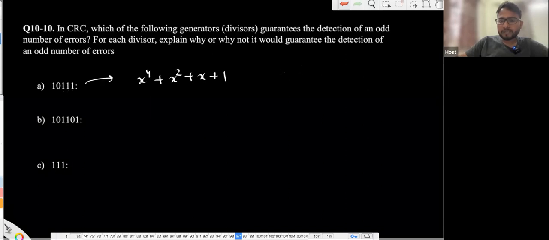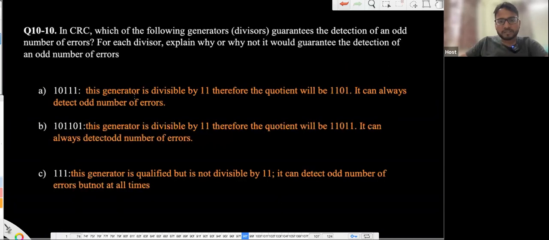No, why can you say that it always guarantees? Since this is even, whatever you multiply with this, can this be odd? Maybe, right? Okay, let's see the answer. So this generator is divisible by 1 1, therefore the quotient will be 1 1 0 1. It can always detect an odd number of errors.